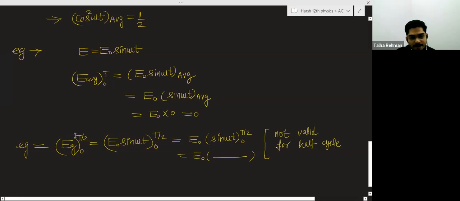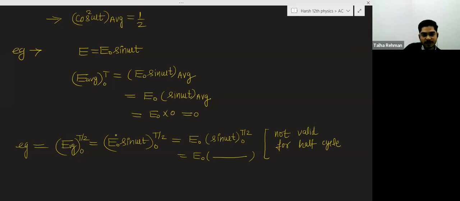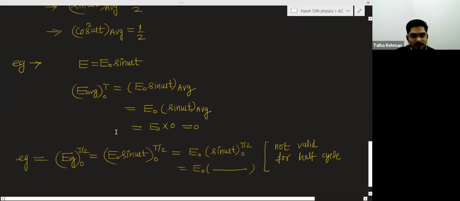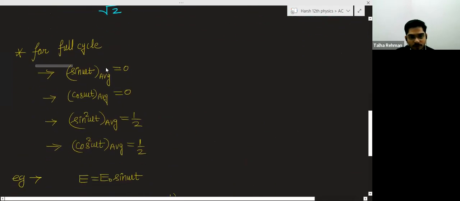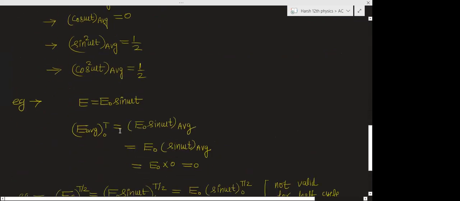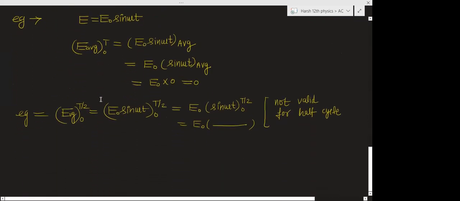So for the half cycle we cannot calculate with the help of the values of these functions. This will be valid for the full cycle only.